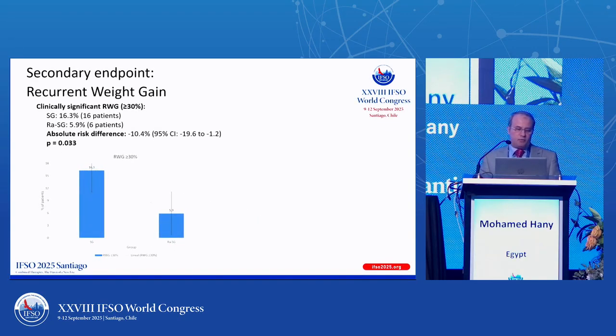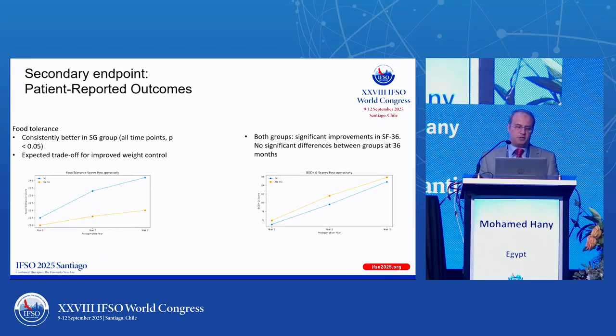As for recurrent weight gain, 5.9% of patients with ring-augmented sleeve gastrectomy have regain compared to 16.3%. For the patient-reported outcomes, the food tolerance was consistently better, of course, in the sleeve group. We know that the ring causes more restriction, so I think we can expect a trade-off for improved weight control, and both groups show no difference in the Short Form 36 questionnaire, but they achieve significant improvement.